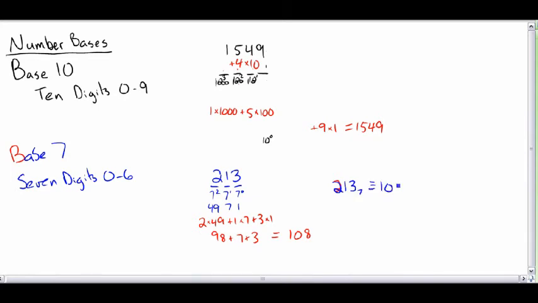Now again, since the digits are 0 to 6, you'd never have something like 29 in base 7. That makes no sense because you only have digits 0 to 6. You'd never have that 9 digit there. That's important. So that was just a neat little example.